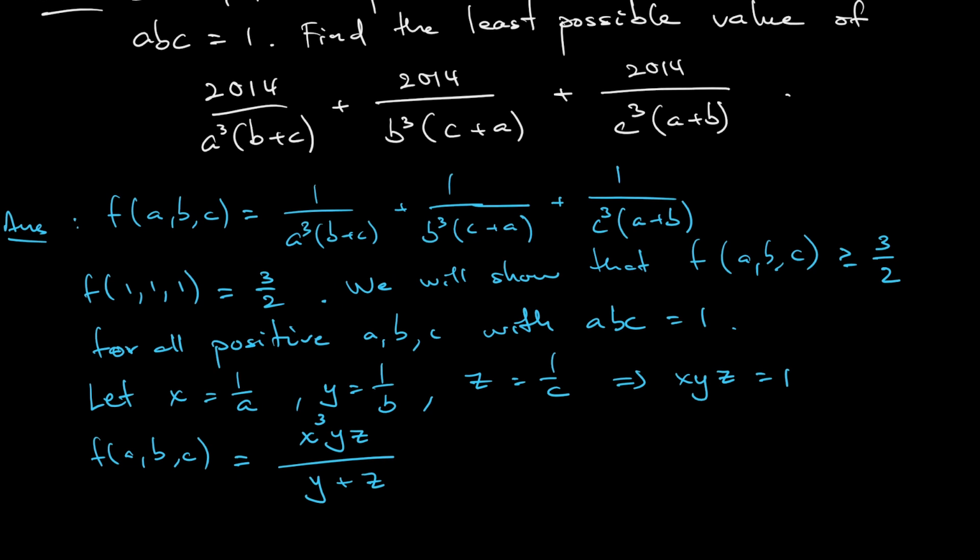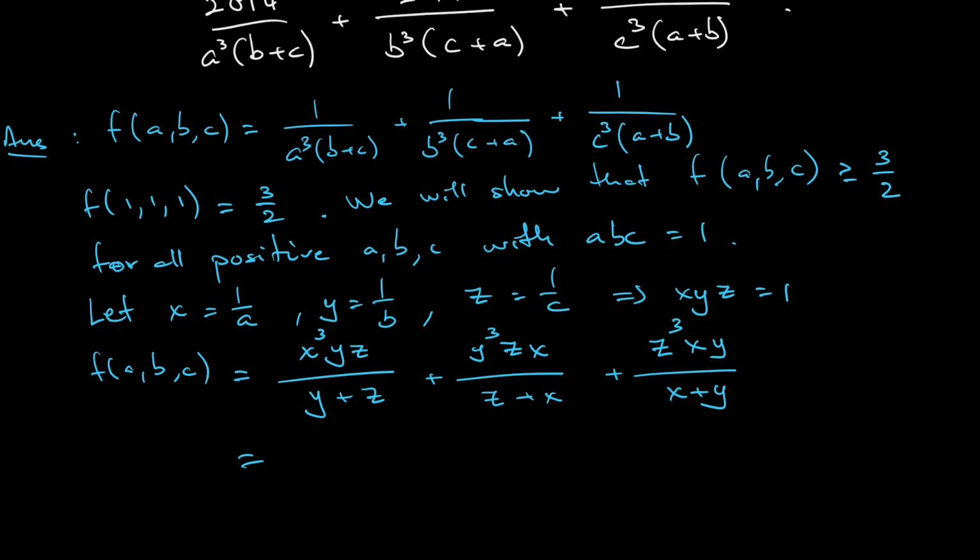This is for the first fraction, and the second and the third should be similar. Cube zx over z plus x, and the third fraction is z cubed xy over x plus y. Because xyz is equal to 1, here it's just equal to x squared over y plus z, y squared over z plus x, and z squared over x plus y.